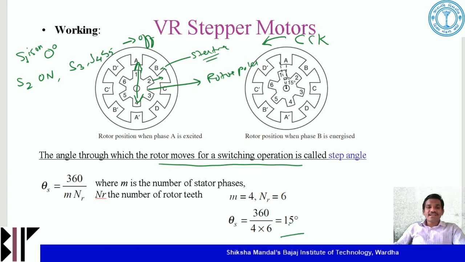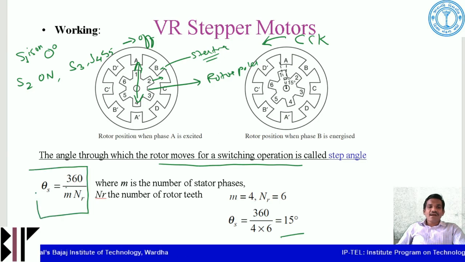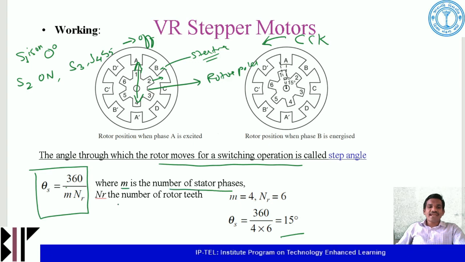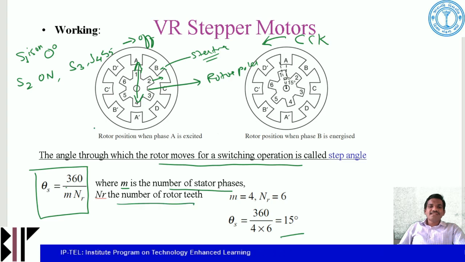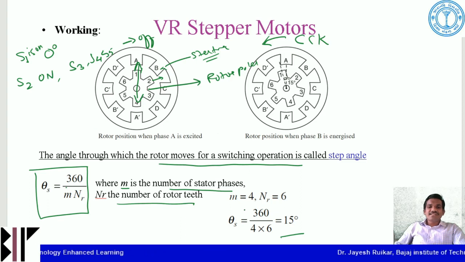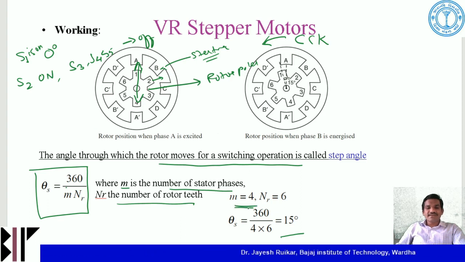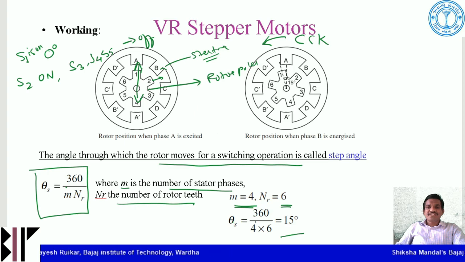Why 15 degrees? Because the formula for step angle is 360 divided by M times NR, where M is the number of stator phases and NR is the number of rotor teeth. In this particular motor, the number of stator phases is 4, so it is a 4 phase stepper motor, and the number of rotor teeth is 6. So the step angle is 360 divided by 24, that is 15 degrees.